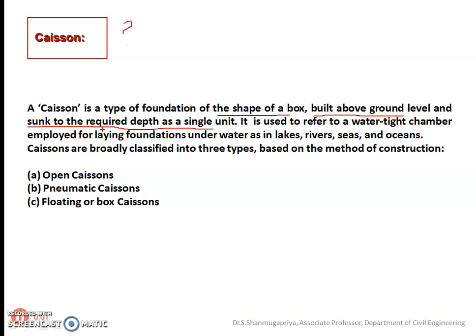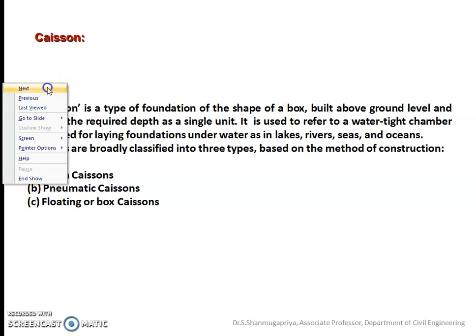This type of technique is used for laying foundations under the water, as in lakes, rivers, seas and oceans. So it is a watertight chamber which is used for laying foundations under the water. Here we can classify caissons into three types. One is the open caisson, the second is the pneumatic caisson, and the third is the floating or box caisson. Let us understand each type one by one and its construction sequence.